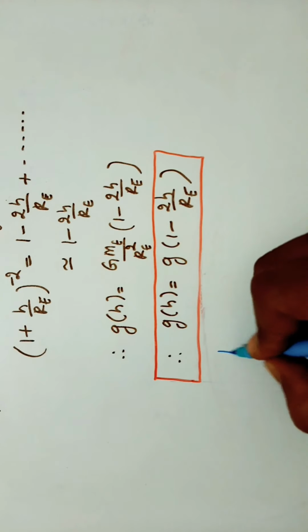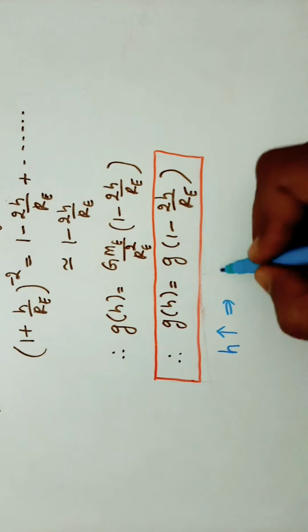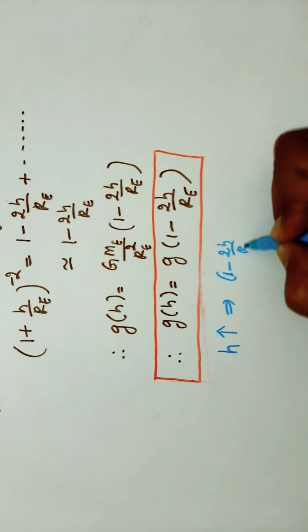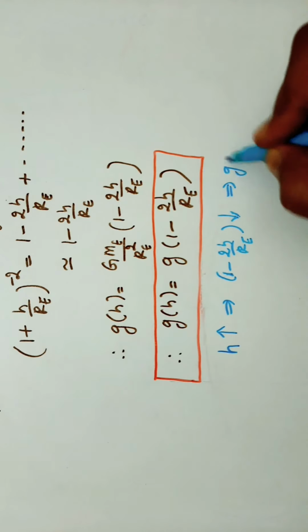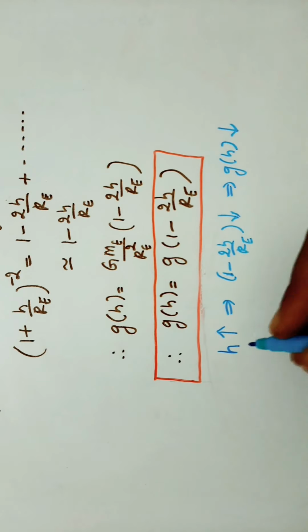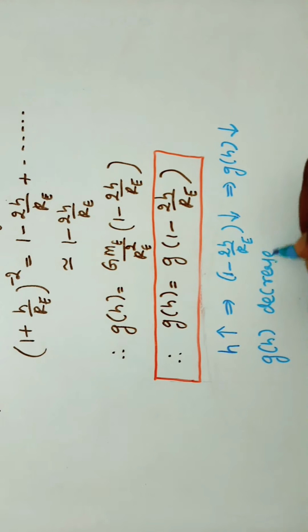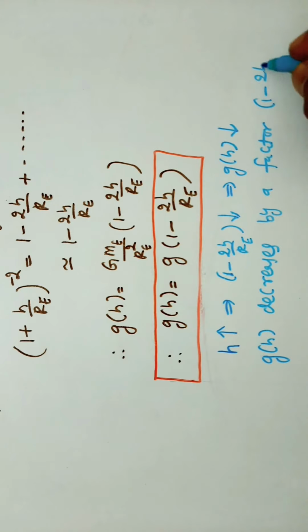Here if h is increased, the value of 1 minus 2h by Re decreases. So finally g of h decreases. So g of h decreases by a factor of 1 minus 2h by Re. So as the height of the point mass increases, the acceleration due to gravity at that point decreases.